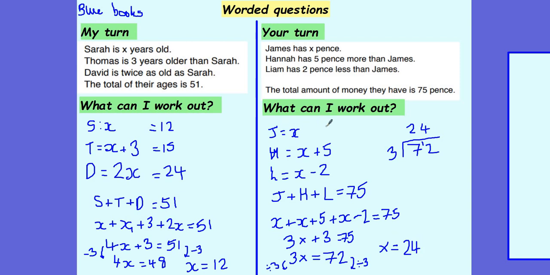And this tells us that James has got 24p. Hannah's got x plus 5, so Hannah's got 29p. And Liam has got x take away 2, so Liam has got 22p. Let's double check. Does 24p plus 29p plus 22p give me 75p? 9 plus 4 gives me 13, 14, 15, 2, 4, 6, 7. Yes, it works.